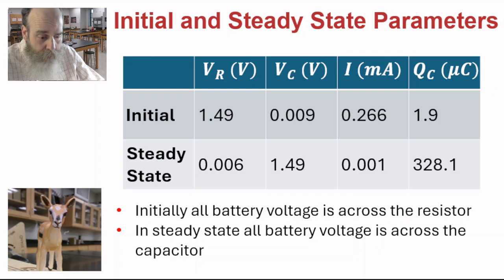Let's look at the current. It starts at 0.266 milliamps and then falls to 0.001 milliamps, essentially 0. And the charge in the capacitor starts at 1.9 microcoulombs and increases to 328.1 microcoulombs.